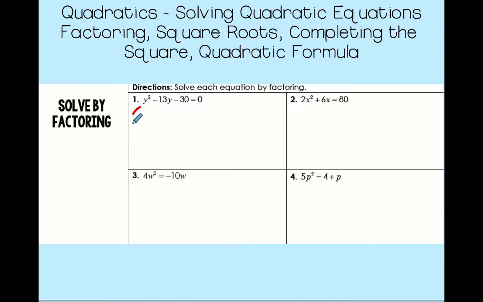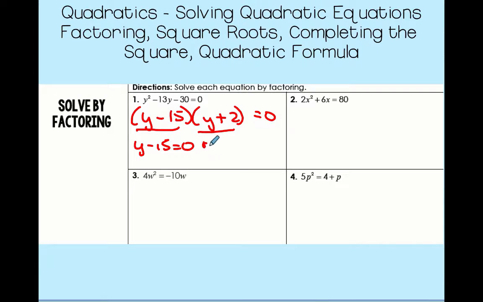And if it is, I can go ahead and factor it into y minus 15 times y plus 2 equals 0. And so because the product of this factor and this factor is 0, then y minus 15 is 0 or y plus 2 is 0. Which gives me 15 and negative 2 as my possible solutions.